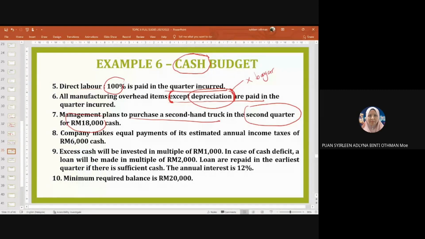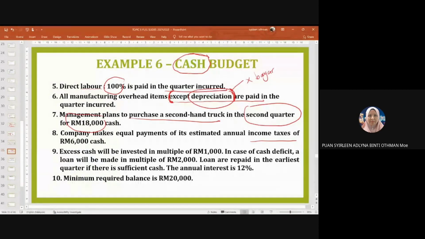Okay. Alright. Company makes equal payments of its estimated annual income tax. Okay. So income tax setiap quarter dia bayar secara consistent of RM6,000. So nanti dalam cash budget ada ruangan untuk tax which is 6,000, 6,000, 6,000, 6,000. 4 quarters kan? 4 kali bayar.